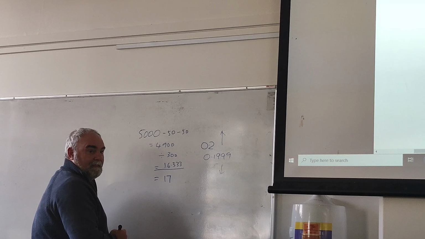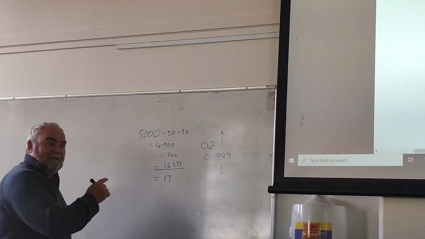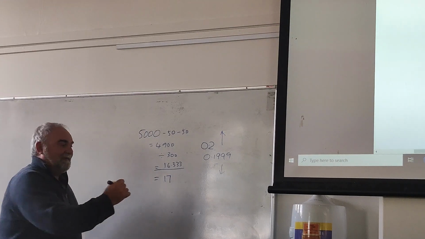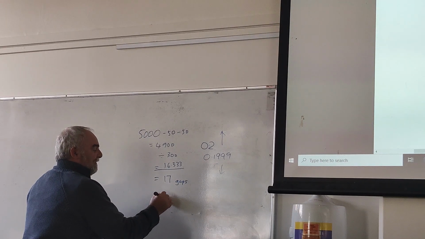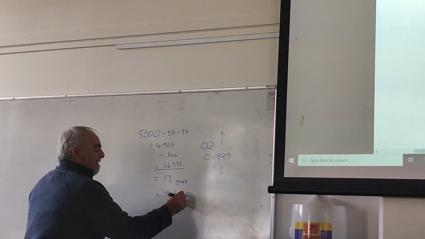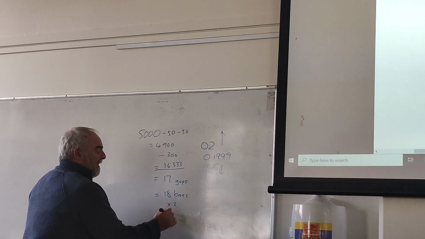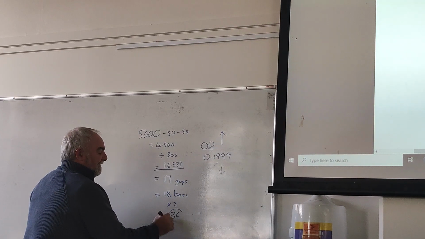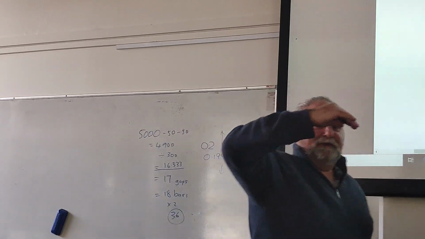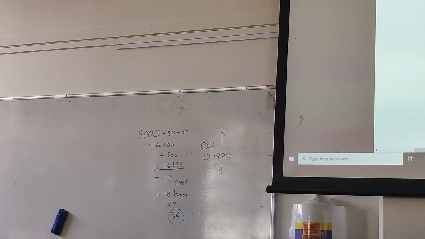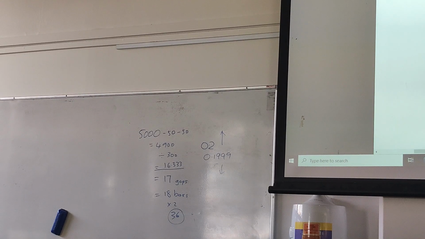Okay? But it's not 17, it's 17 gaps, which equals 18 bars. And when we multiply it by 2, we get 36. If you just kept on counting and going up, you would have ended up with half a mark there. 36.